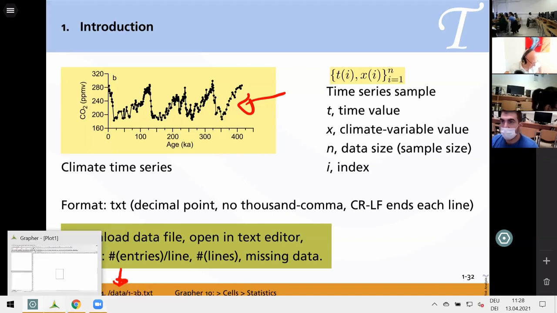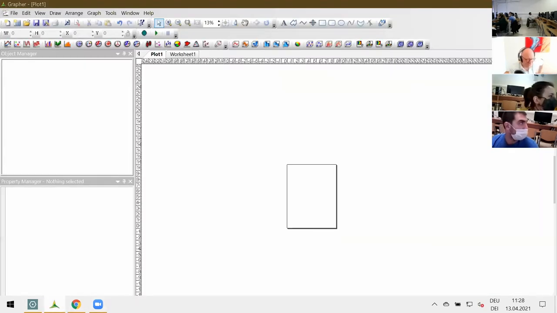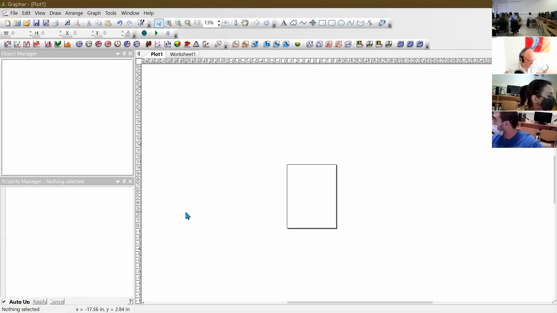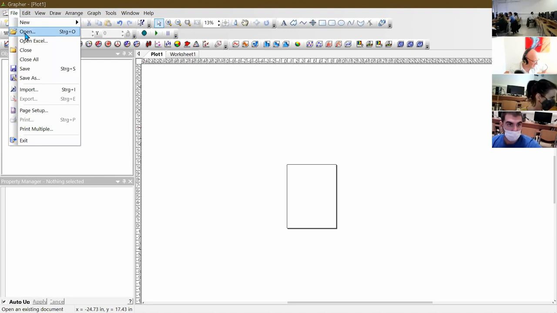I go to this software. This is called Grapher. You have a demo version on your machine. It's not the same version, I beg your pardon. If there are problems, let me know in the chat. I will now open the file, 1-3b.txt. File, open.